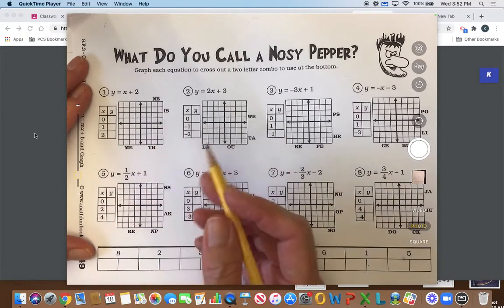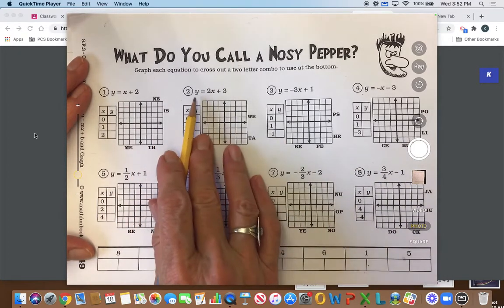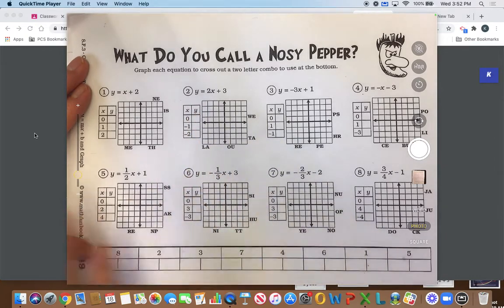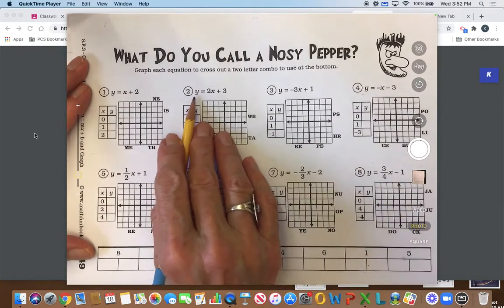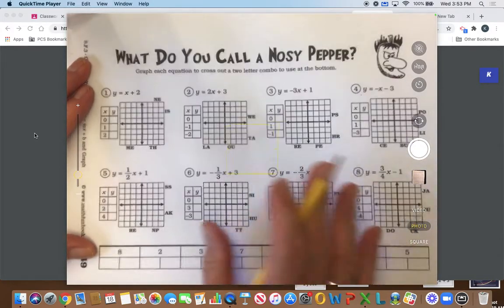All right, so let's go ahead and start solving some of these and graphing them. I'm not going to do all of them because that wouldn't be any fun. So I'm just going to do 2, 4, 6, and 8 and show you how it's done.